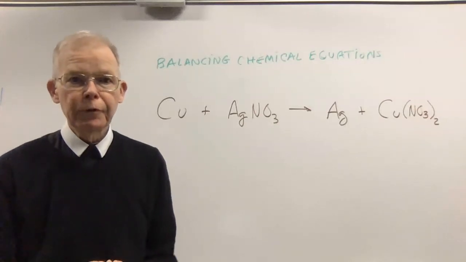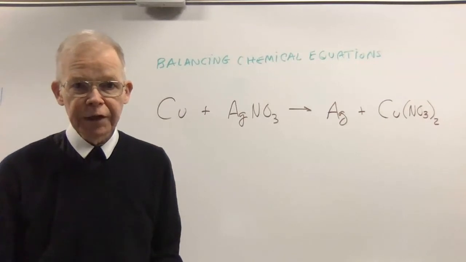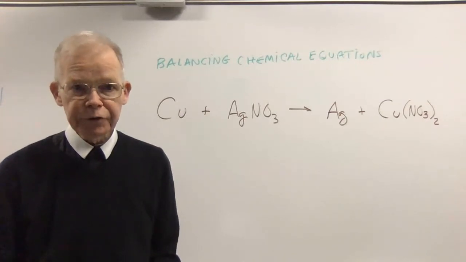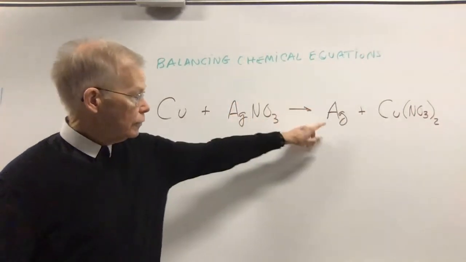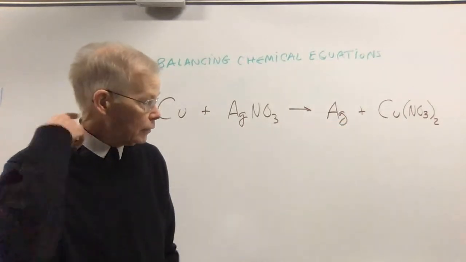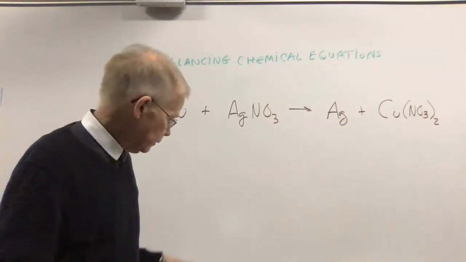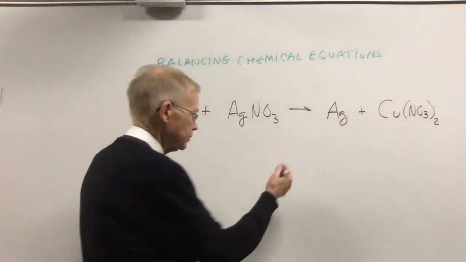There's another example of a chemical reaction I'm going to balance. This is a single replacement reaction where the copper is going to come in, knock out silver, leave silver by itself as an atom, and then produce a compound called copper nitrate. So let's begin with our checklist. I'll list the elements.